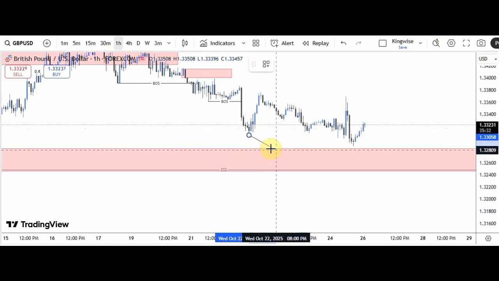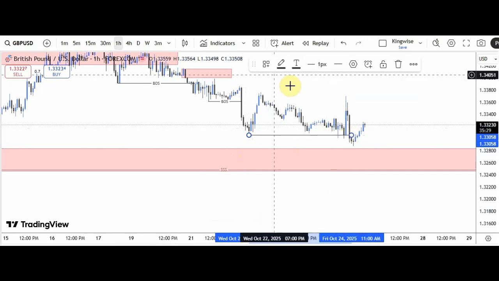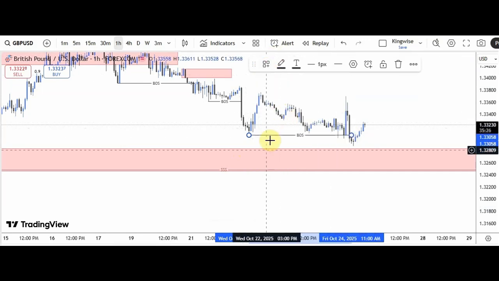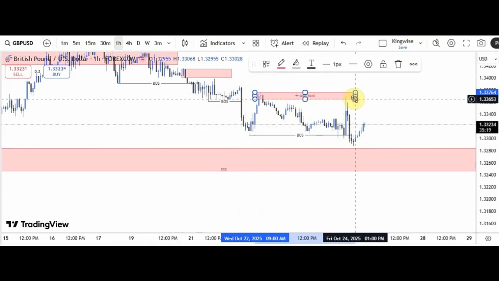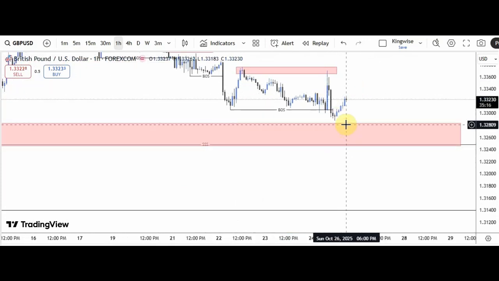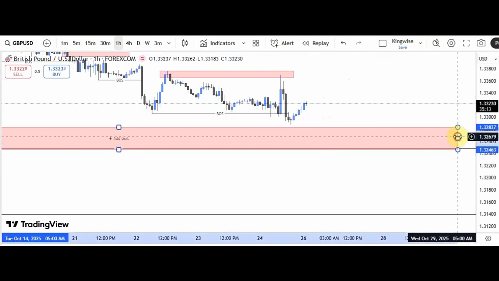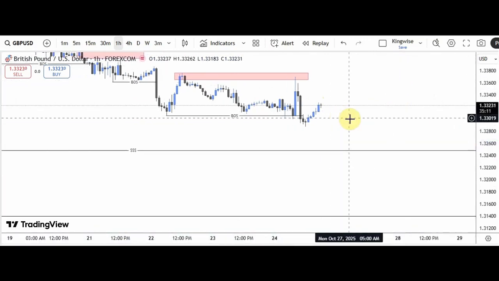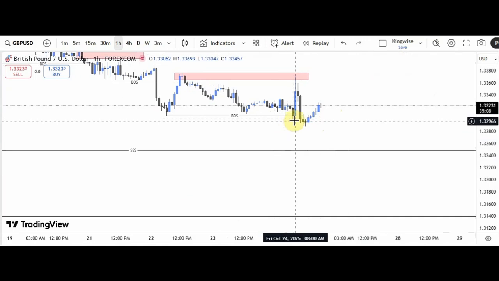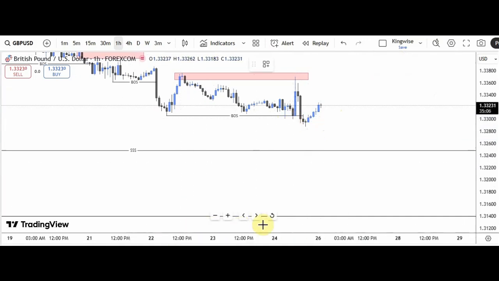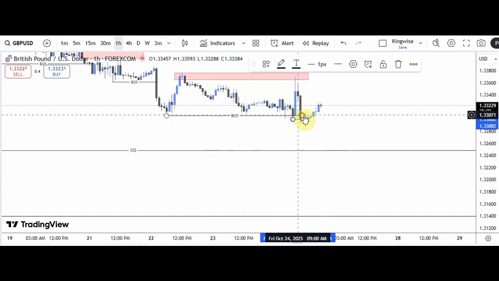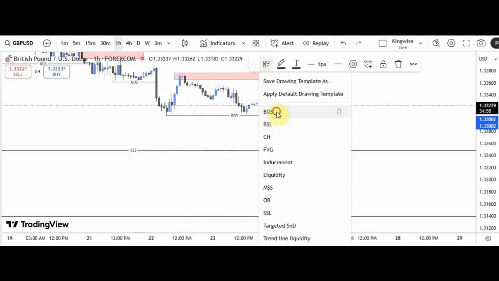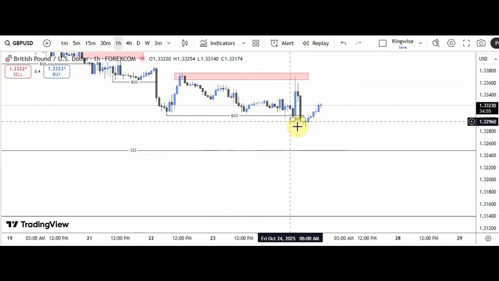So after this break of structure, what did you see? We saw price returned into the other block here and mitigated the other block very nicely and pushed to the downside. Now what can we see? Let me take this off. What can we see? We saw price took out this low. That is another break of structure here. So that is a tiny break of structure there.